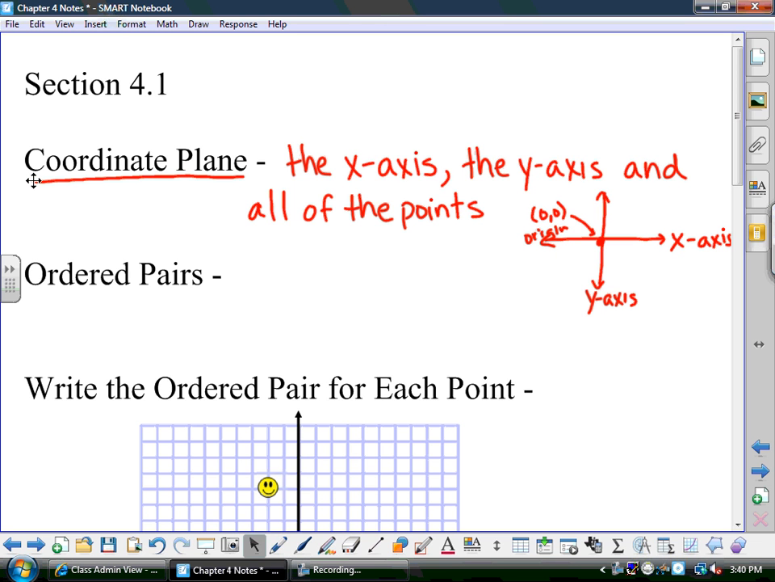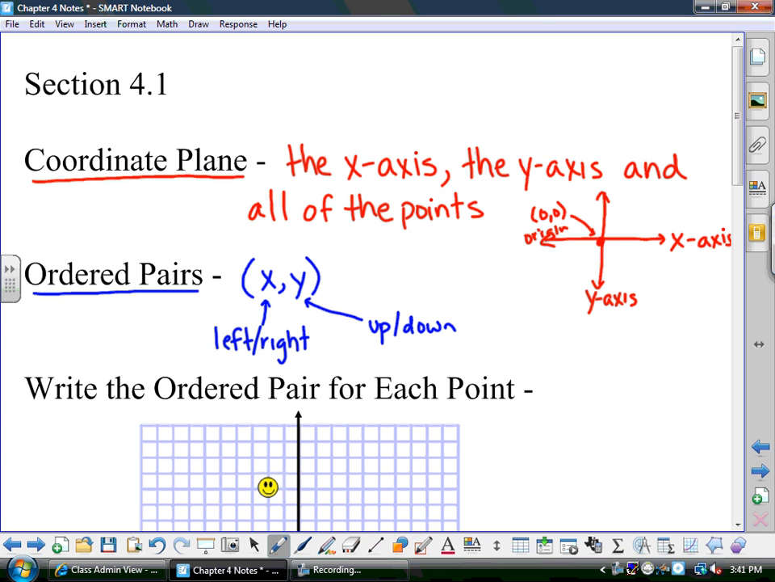The points on the coordinate plane are always listed as ordered pairs. Ordered pairs are an x and then a y, and the x number tells you how far left or right you need to move, and the y number tells you how far up or down you need to move.